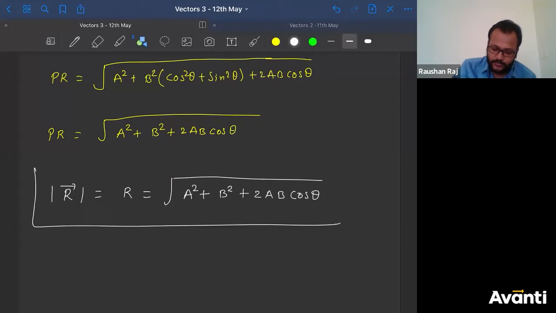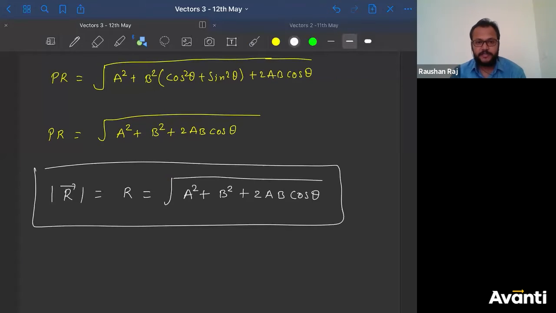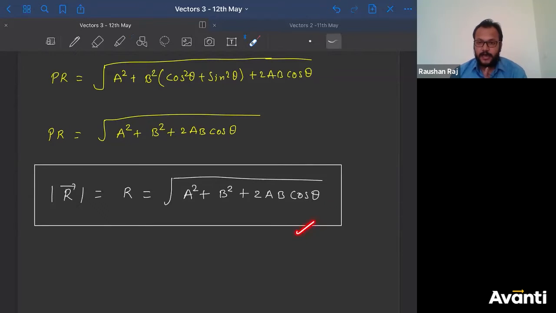So if I ask you to find the magnitude of a resultant vector, if magnitudes of individual vectors are given to you and the angle between them is given to you, which formula are you going to use? You are going to use this formula: R is equal to square root of a square plus b square plus 2ab cos theta. Guys, let me know if you have any doubt in this one first.